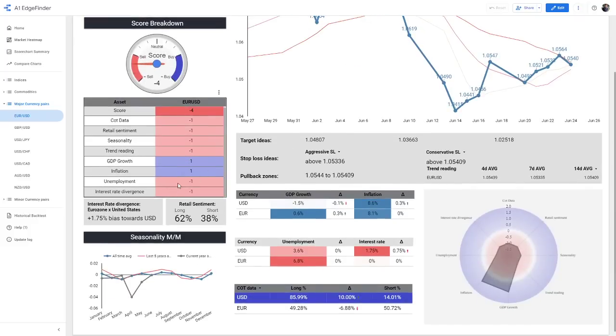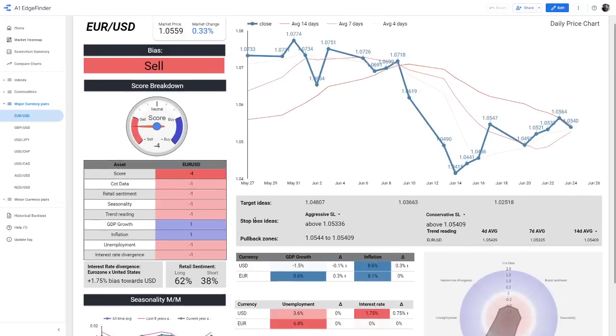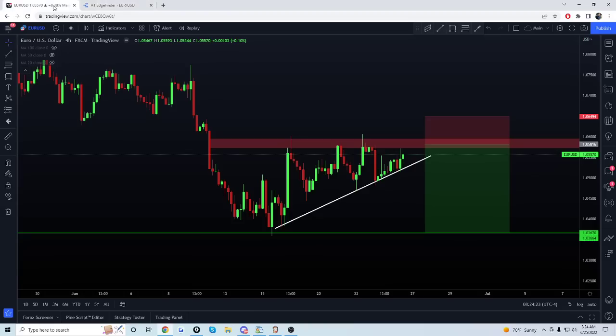GDP and inflation favor the euro area, as we saw a decline in the US. However, unemployment is favored in the US, and interest rates are definitely favored in the US with a 1.75 bias towards the US dollar. So lots of metrics telling us, okay, I like the EURUSD short.